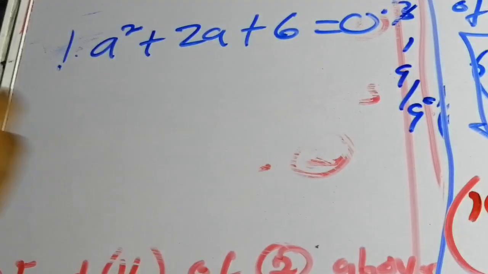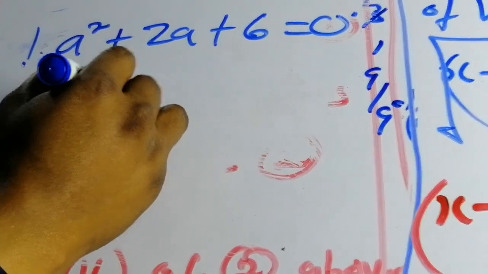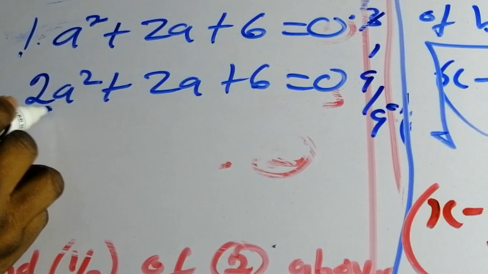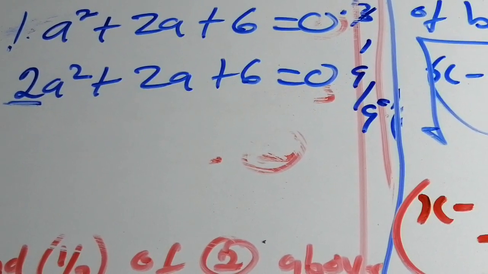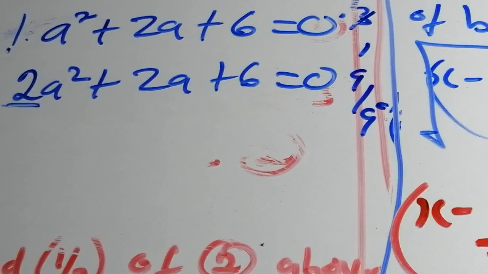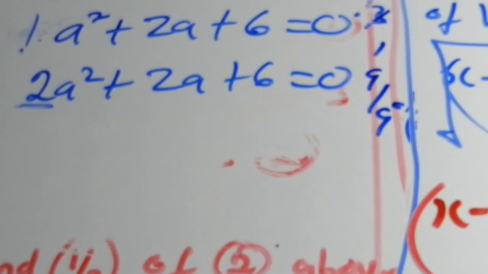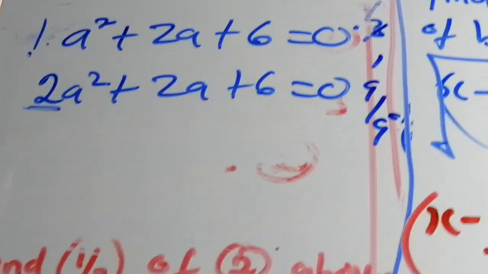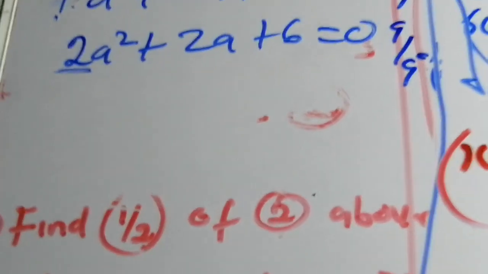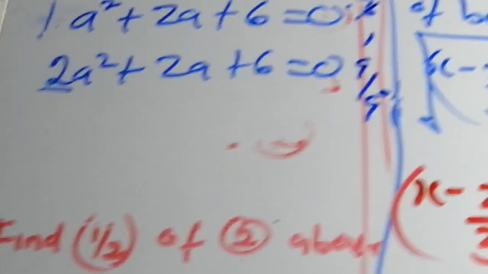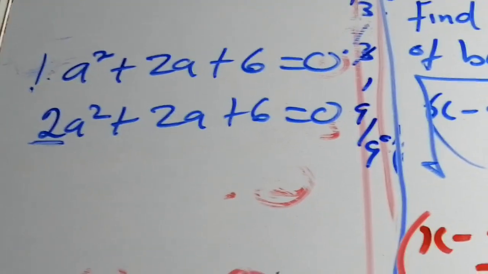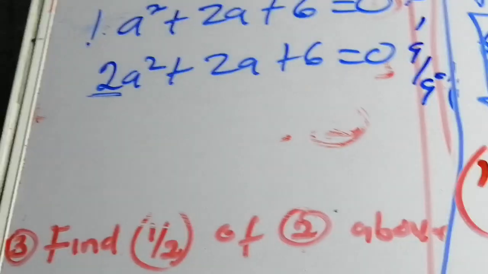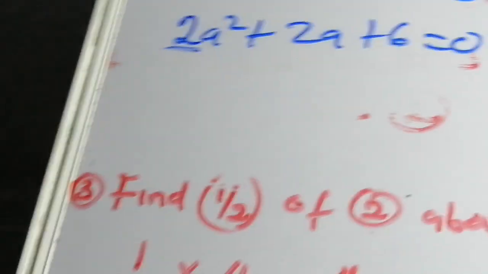1. But if your question is saying 2a square plus, let's say, 2a plus 6 equals 0, make sure you divide through by this value. If not, you will not get the right answer using the completing the square method. Very, very important. I needed to point that out so that when you see a similar question, you follow the steps, but ensure that the value beside a square is equal to 1. Then you can proceed: find half of the value beside a, square the result, add the result to both sides. By the time you do that, you expand it. It's very, very simple and straightforward.